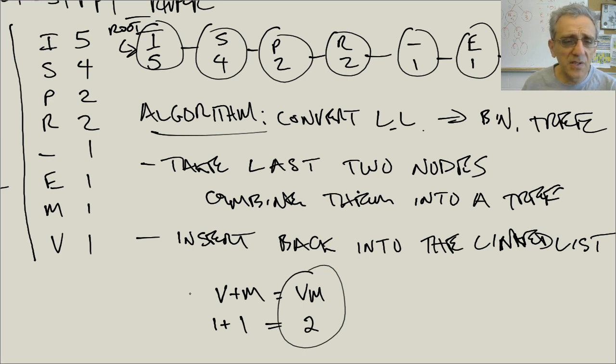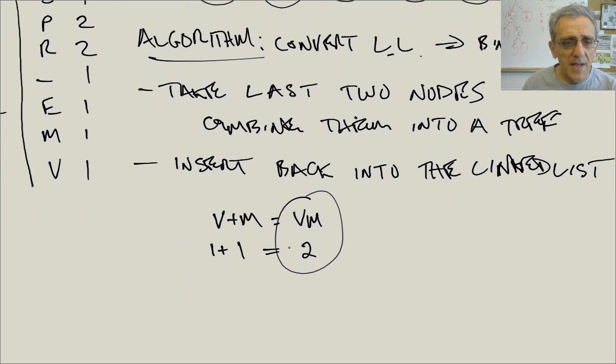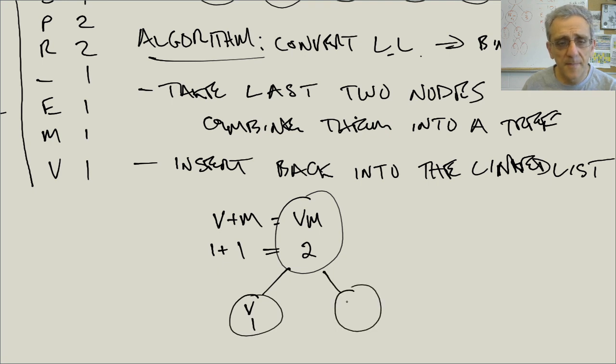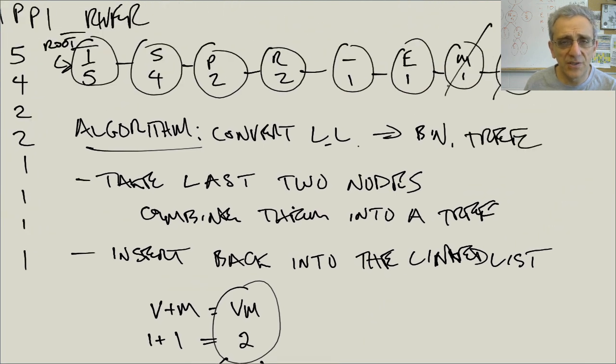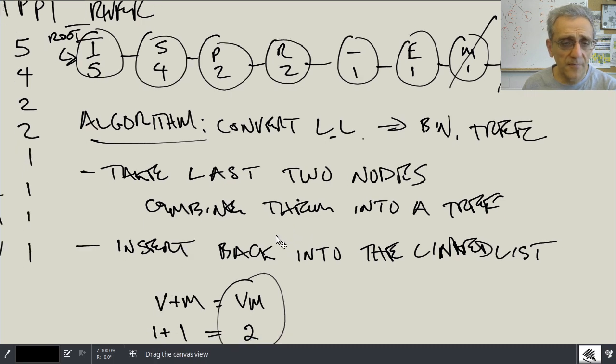So let's continue this process. And so if we do this, let's just create this VM. And so VM is going to be a tree of a V1 and a M1. So that's the new tree that we created from these last two guys. So we took both of them out. Now I want to say something. When I say we take them out, when we write the program for this, we don't actually have to delete these guys. What we really need to do is simply create a new node, this one here.